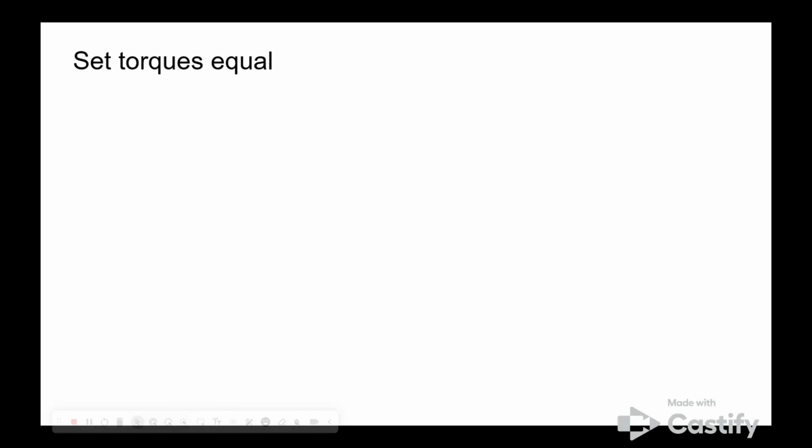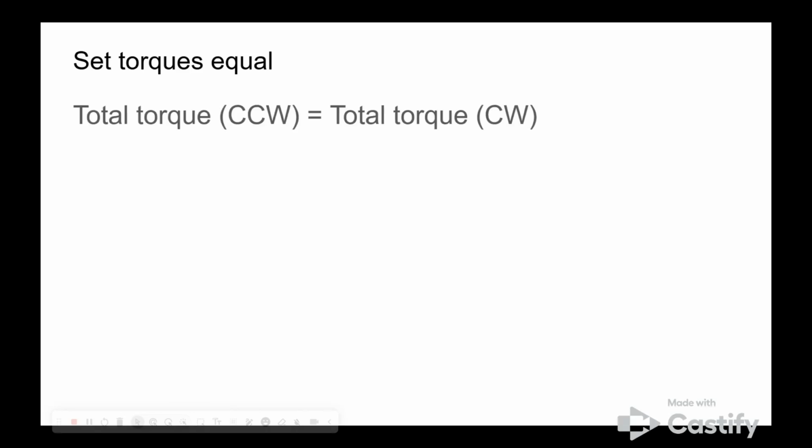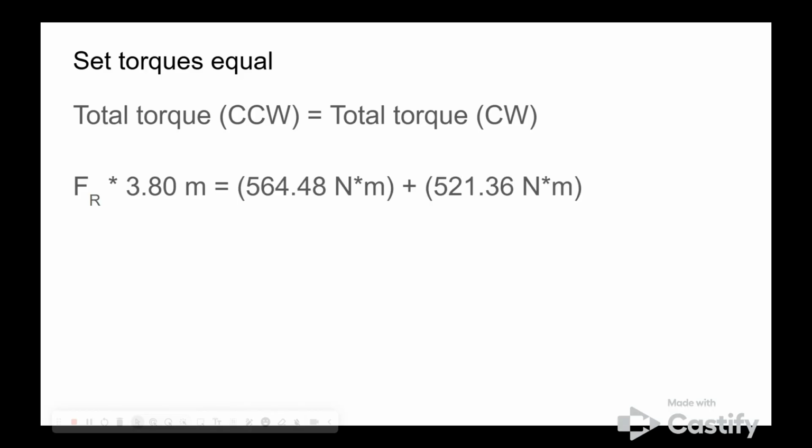Next, we're going to set our torques equal to each other. So our total counterclockwise torque is equal to our total clockwise torque. The counterclockwise torque is F of R times 3.8, and we set that equal to the two torques that we found, because we're finding the sum of the clockwise torques. The 564 is from the painter, and the 521 is from the scaffolding.